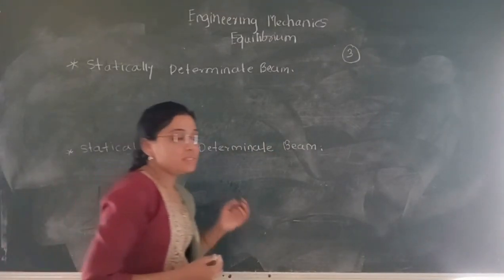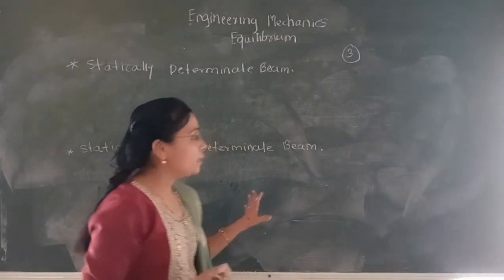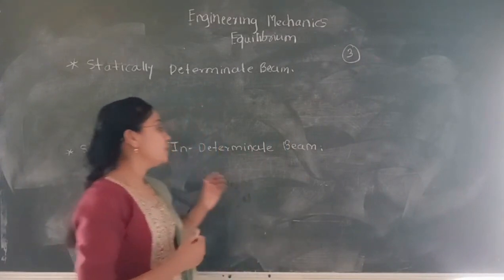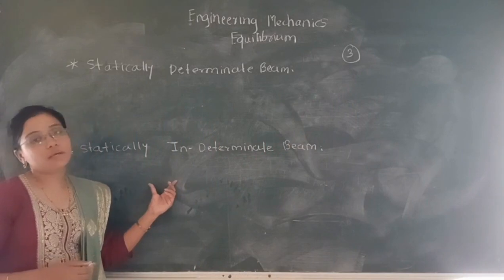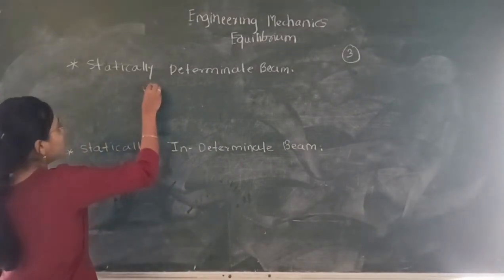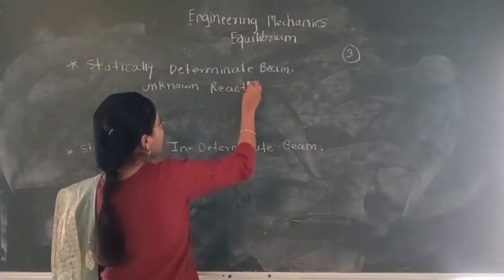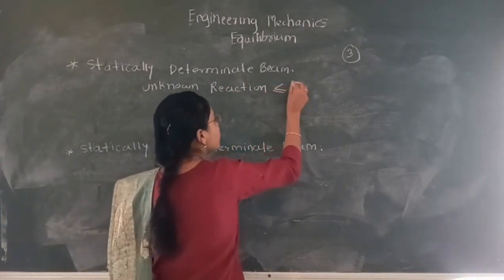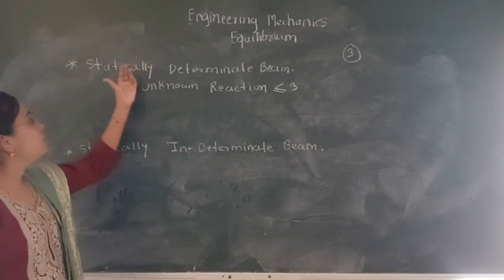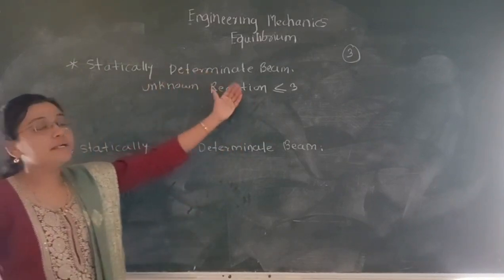If a beam has some unknown reactions and we are not able to find out the magnitude of all unknown reactions by using our three equilibrium conditions, then such a beam is called a statically indeterminate beam. So why does this happen? When the number of unknown reactions is less than or equal to our three equilibrium conditions, then the beam will be a statically determinate beam. So that is the condition for a statically determinate beam.